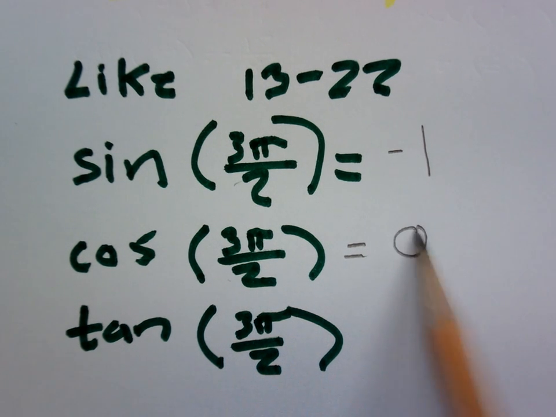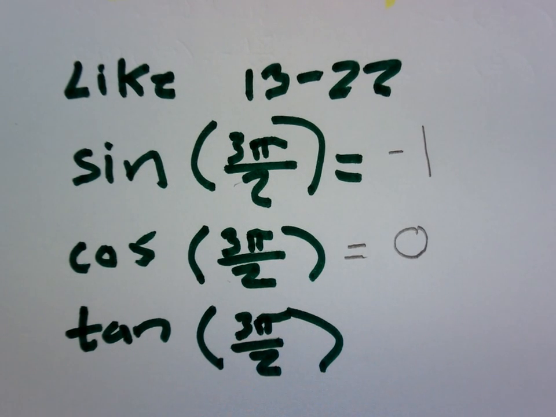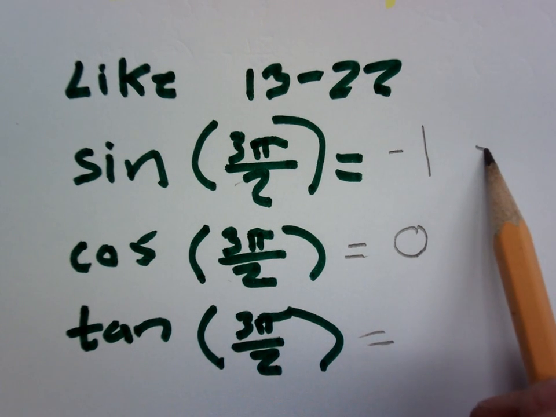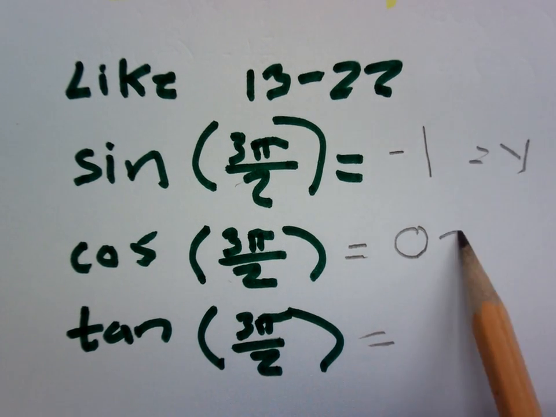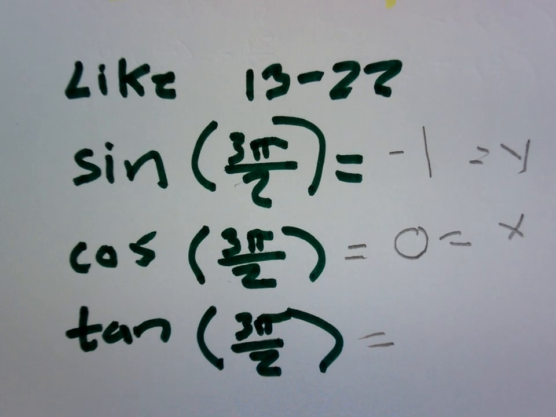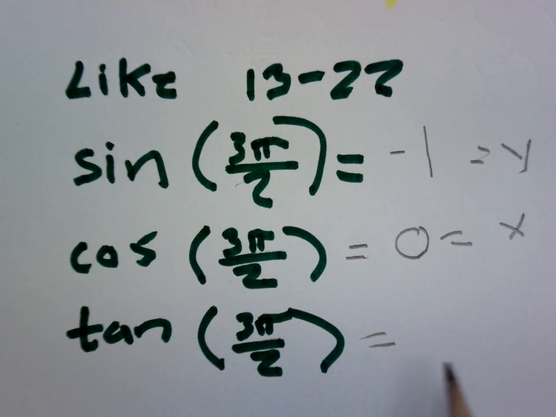And what is the tangent? Y over X. Remember, let me write here that this was equal to Y, this was equal to X. So what's Y over X? And by the way, the problem said "if possible," because sometimes the answer is undefined. What's Y over X? Negative 1 over 0. And what is negative 1 over 0 equal to?